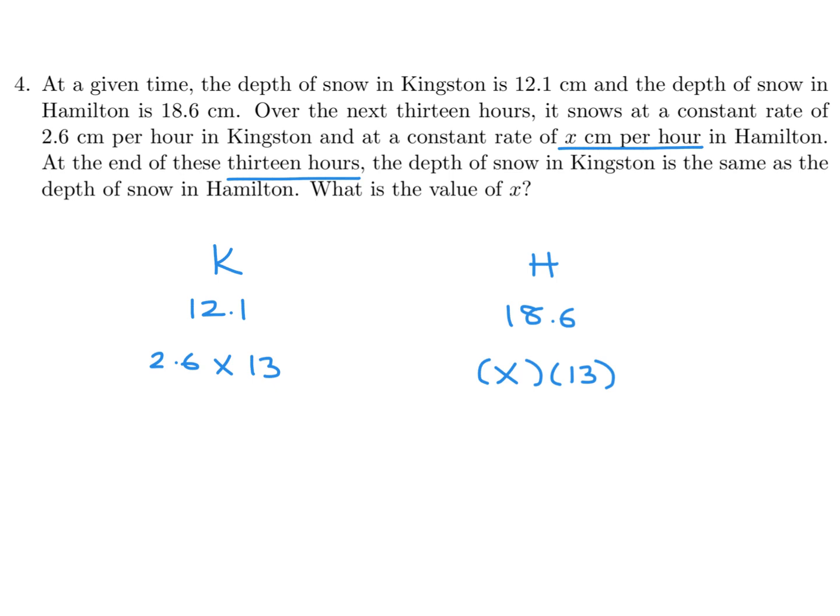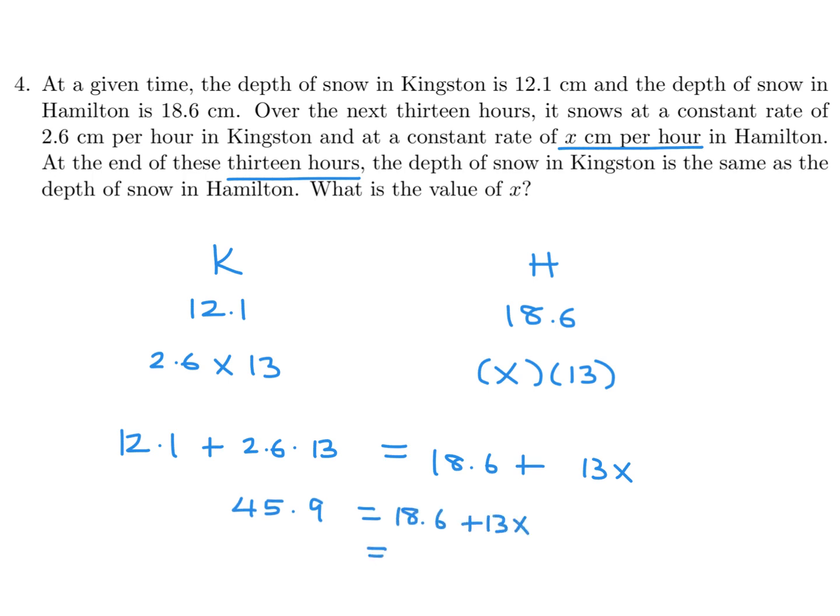And then they're saying that when this 13 hours is completed, the totals are equal. So that basically means that 12.1 plus 2.6 times 13 is equal to 18.6 plus 13x. So this is 45.9, and that's 18.6 plus 13x, and therefore this would be 27.3 is 13x, and when you solve for x, you will get 2.1.